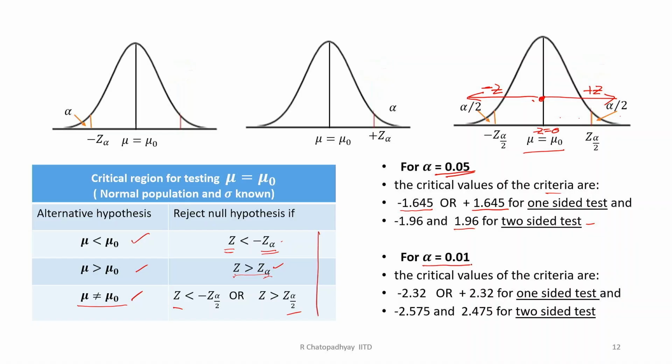And if I choose alpha value to be 0.01, that means 1% level of significance, the critical values of the criteria are minus 2.32 or plus 2.32 for one-sided test, and for two-sided test minus 2.575 or plus 2.575. I think there is a problem here. We can check on the table and correct it.